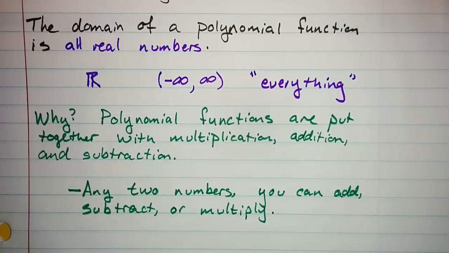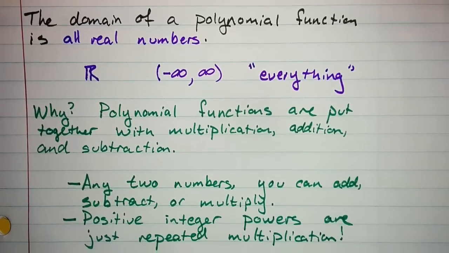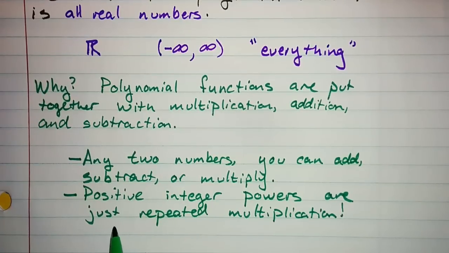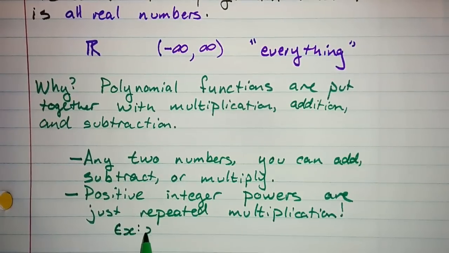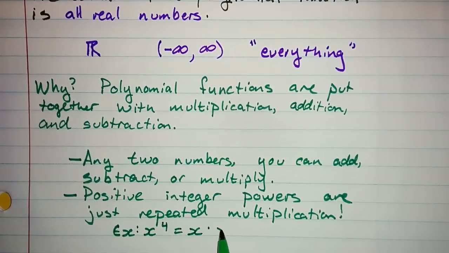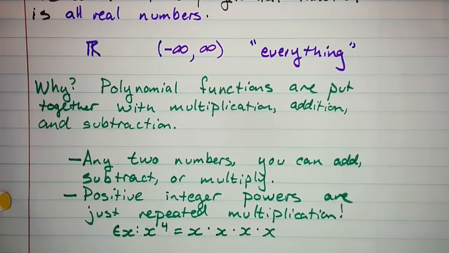But only positive integer powers. Positive integer powers are just repeated multiplication. So, for example, x to the fourth, that's just a shorthand for x times x times x times x. Any number you pick, you can multiply it by itself 4 times. That's no problem. The domain of a polynomial function is always all real numbers.